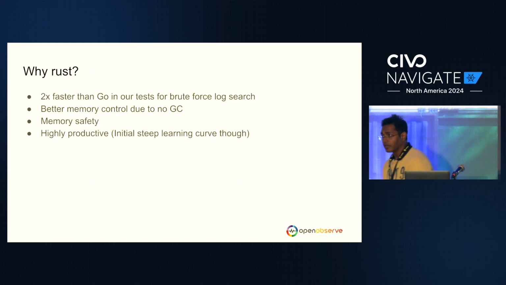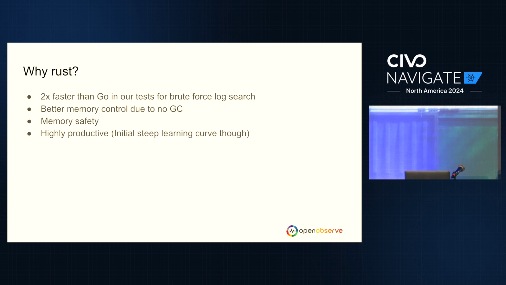And we built it in Rust. This is something that I want to talk about. Now, why did we build it in Rust? So, when we started building OpenObserve, we wrote some sample program essentially for our proof of concept around performance.